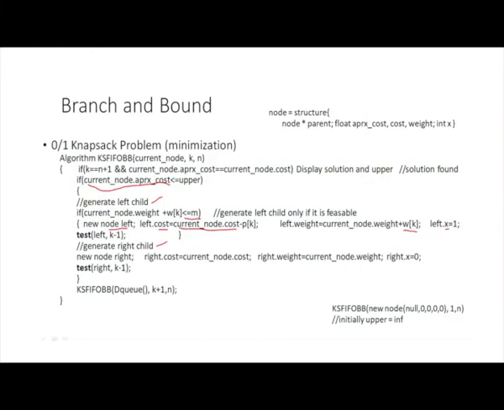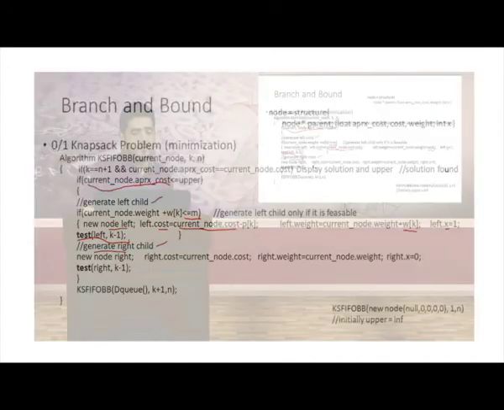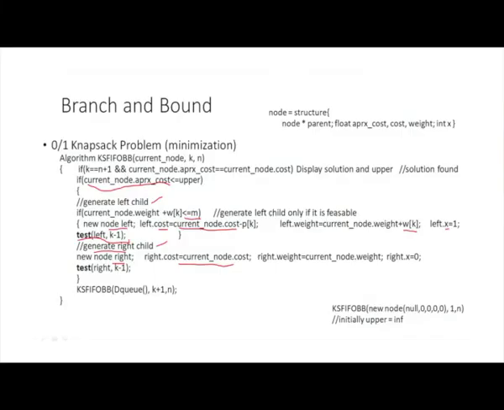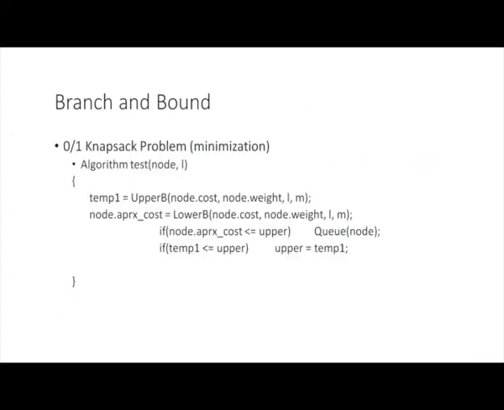After we have done that, we test whether this left child needs to be saved in the queue or not. The same is done for the right-hand child. So we generate the right child, compute its cost, compute the weight, and the right child means that this node is not being considered, so x is equal to 0. For both cases, we call a function test. What this test function does is validate the bounding.